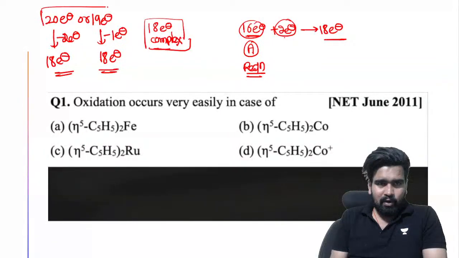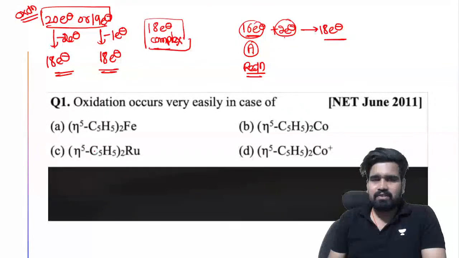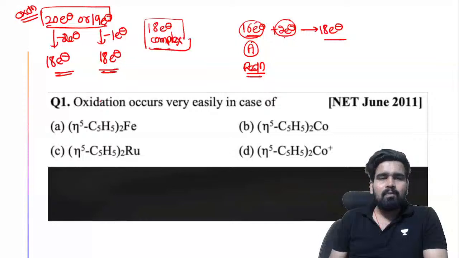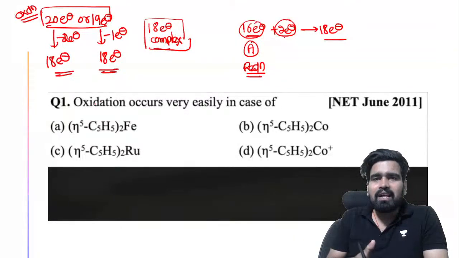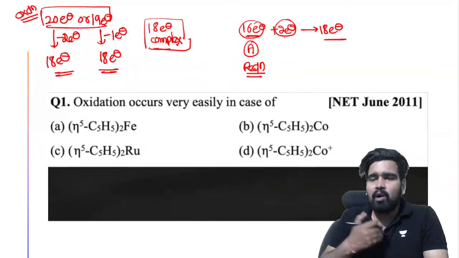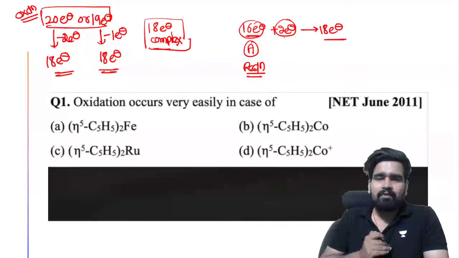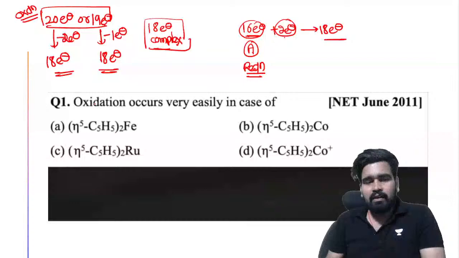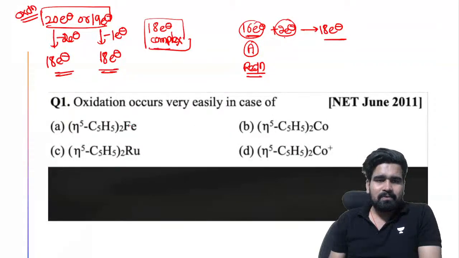So these complexes will go for reduction oxidation process. They are asking in which case oxidation occurs very easily. We will say that the complex which possesses more than 18 electrons will give oxidation very easily in order to convert into a stable 18 electron complex. So we have to calculate the number of electrons in each given complex in options A, B, C, D.